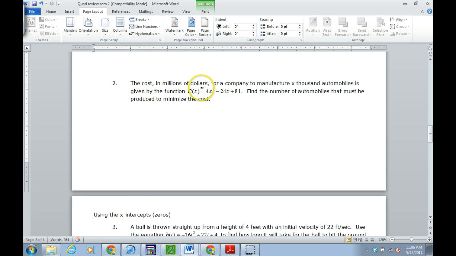So the cost in millions of dollars for a company to manufacture x thousands of automobiles is given by this function. Find the number of automobiles that must be produced to minimize the cost. So what kind of a parabola is this? It's opening upward this time. Notice that the a value is a +4. So if we want to minimize the cost on this one, where is that? The very bottom at the vertex again. So we need to find x equals -b over 2a.